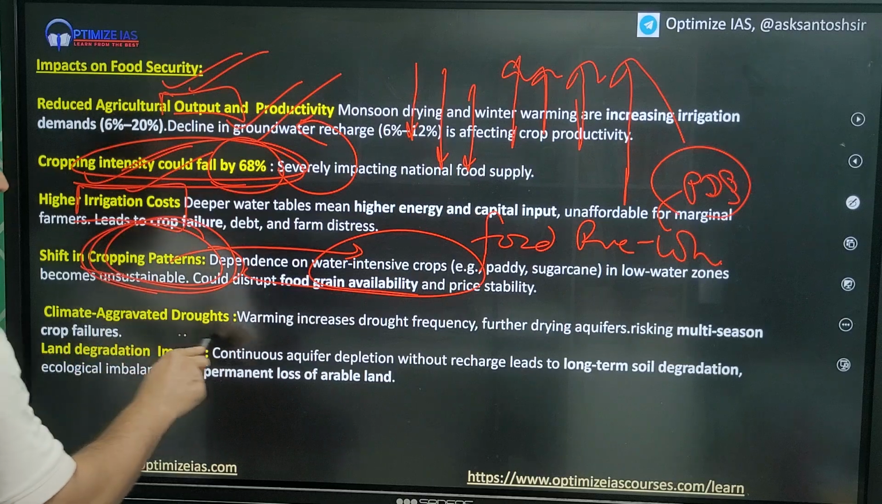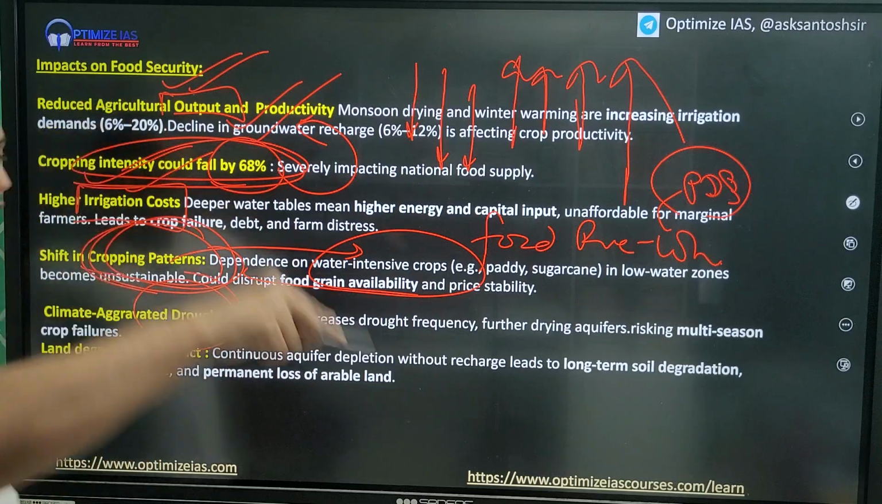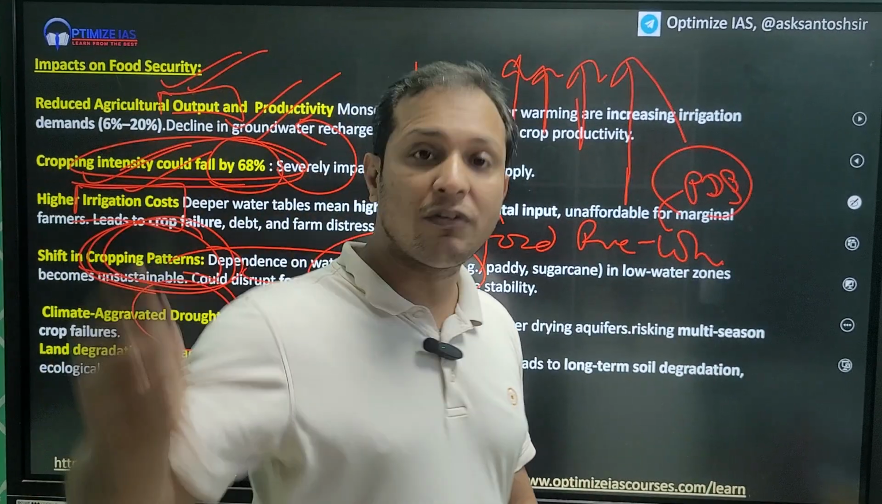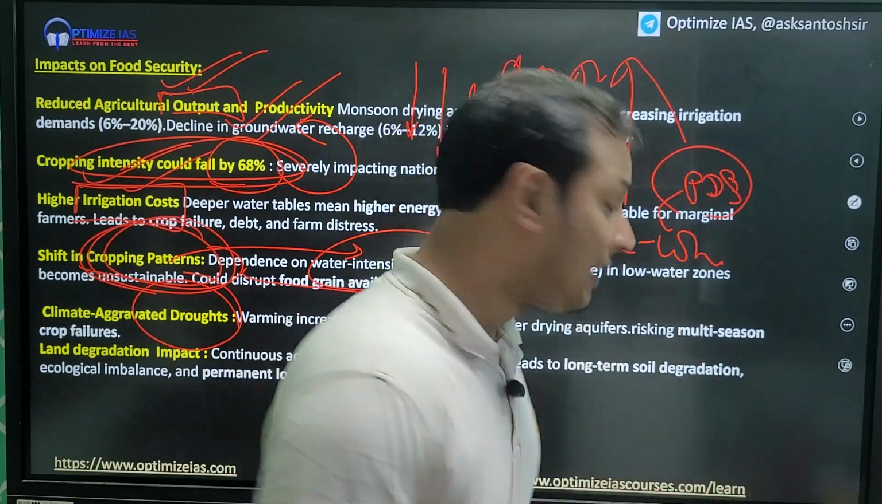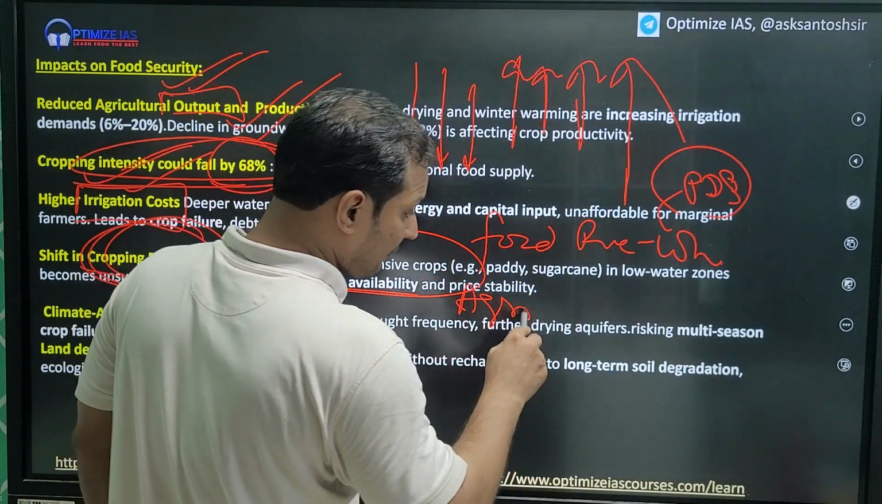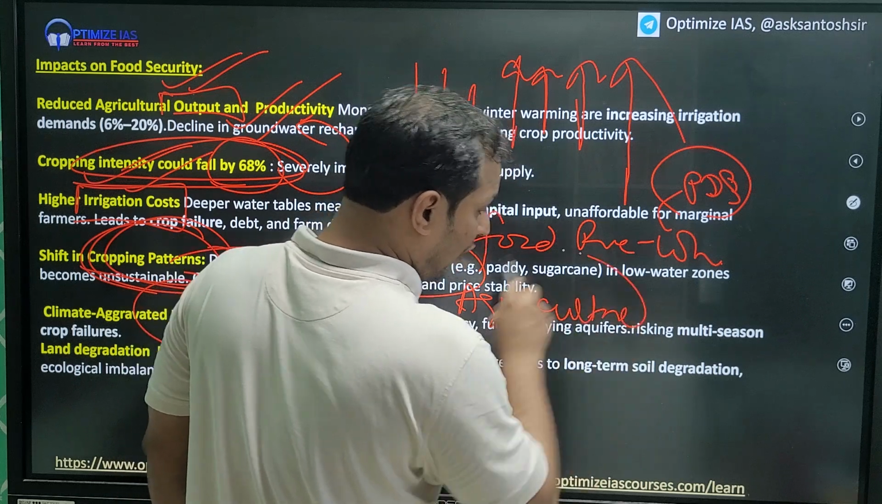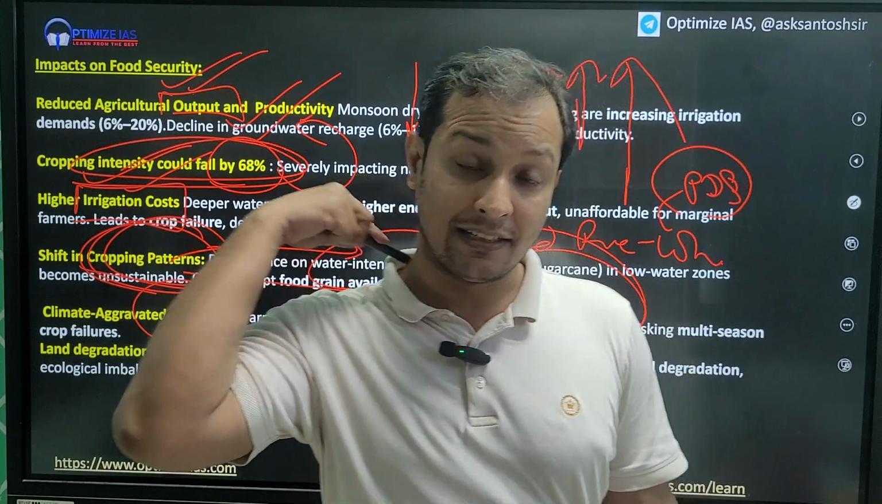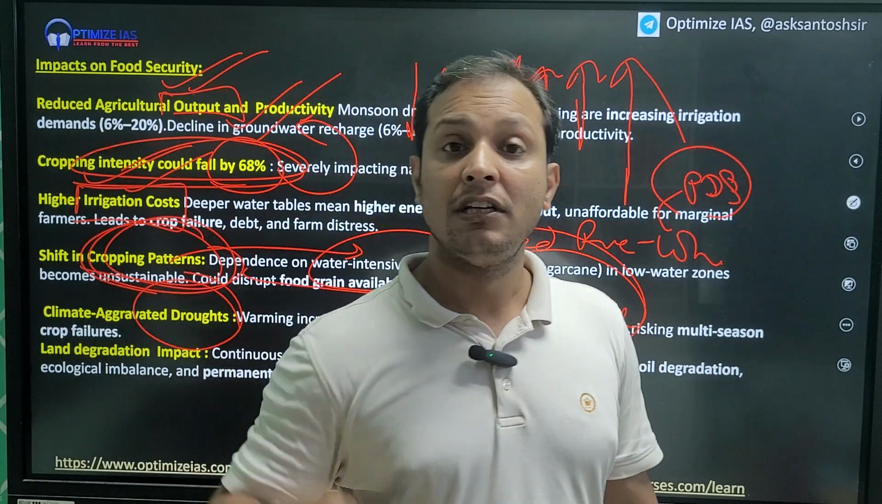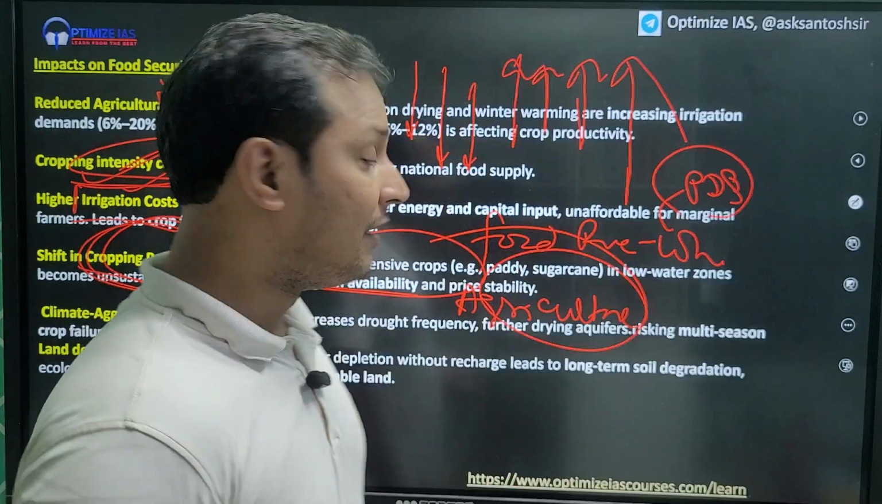Next, climate aggravated droughts. With falling water levels, droughts will increase. With falling groundwater level, agriculture droughts will increase. Already some of the regions are facing drought-like situations every year. Every year there is a drought-like situation because of the falling water levels.